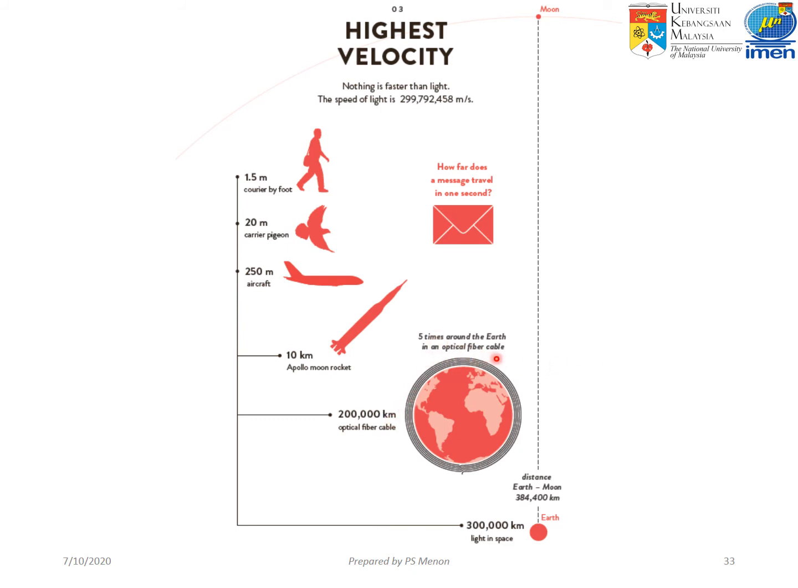optical fiber cable. And light in space is even faster. In 1 second, light in space can travel 300,000 kilometers. And the distance between Earth and Moon is 384,000 kilometers, just for comparison purposes. So that's how fast light can travel in space. So it's very, very fast.